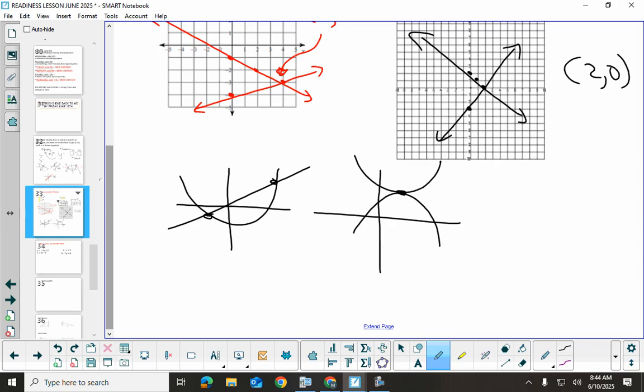As long as you have 2 things that you can plug into your calculator, the calculator will find the intersection points. It doesn't care about the shape of the graph. It just cares about where they intersect.